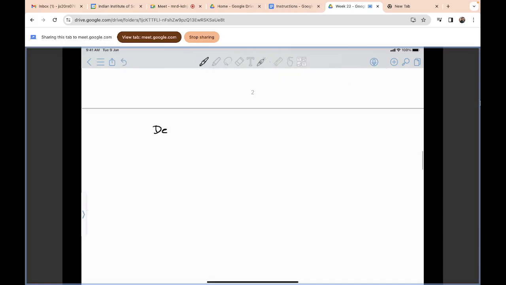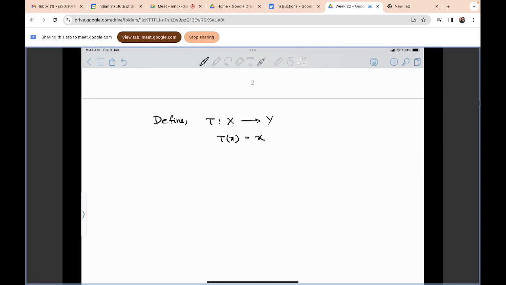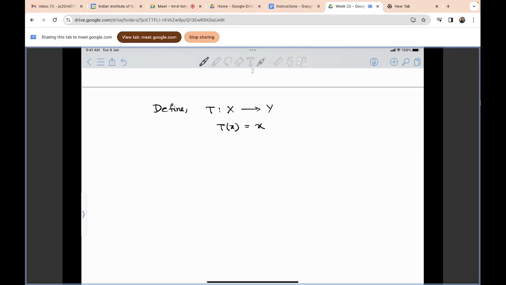So define T from x to y. Again we are defining this to be the identity map, T of x going to x. So this is obviously linear and bijective. So note, T is linear and bijective.